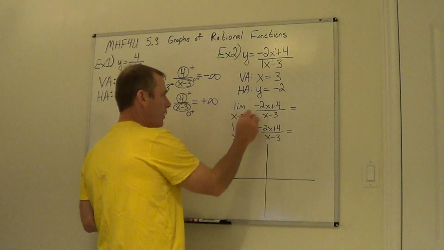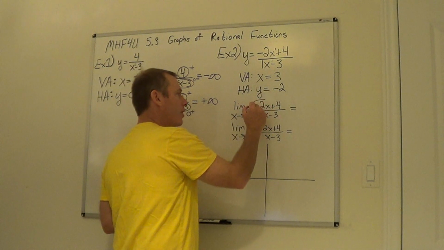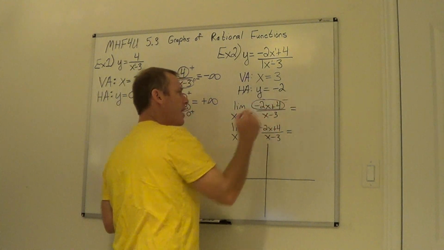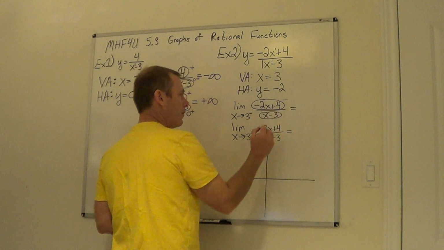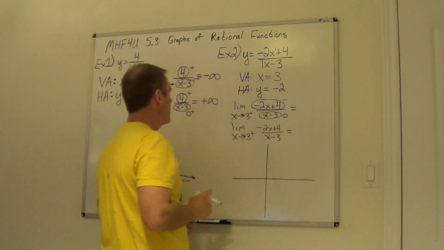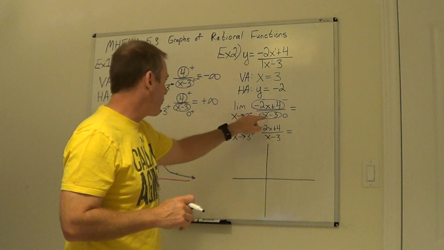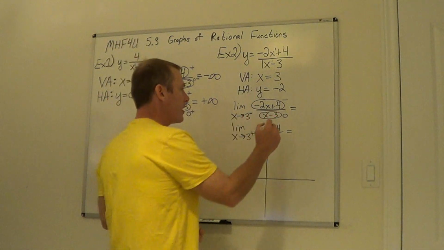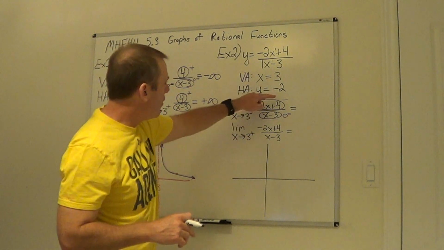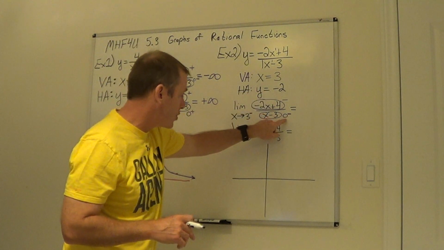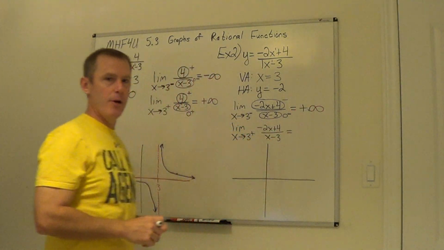On the top, if I plug in a 3, I get negative 2 times 3 is negative 6 plus 4. The numerator here is going to be a negative number. Now I'm going to do the same thing with the denominator. If I plug a 3 in there, it will be 0, but just before it gets to 0, left of 3, a number like 2, 2 minus 3, it would be negative. So before it gets to 0, it's going to be a very small negative number. So now I have a negative number divided by a very, very small negative number. Negative divided by negative, I'm going to get positive infinity this time out.